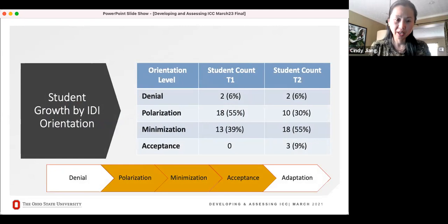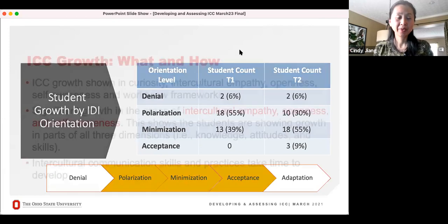especially in the spring of 2020, when everything happened. We still continued with our study and students were still enrolled in online courses. So this is something we wanted to contextualize more and examine further: how COVID-19 and the pandemic affected our students' intercultural learning. Next slide, please.